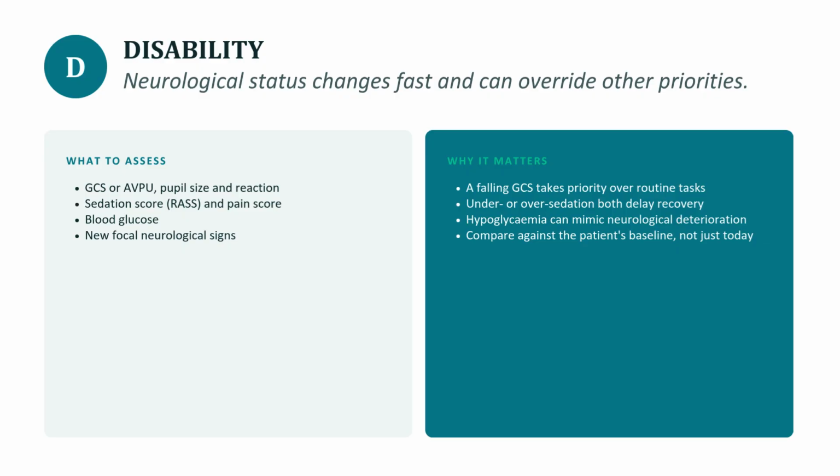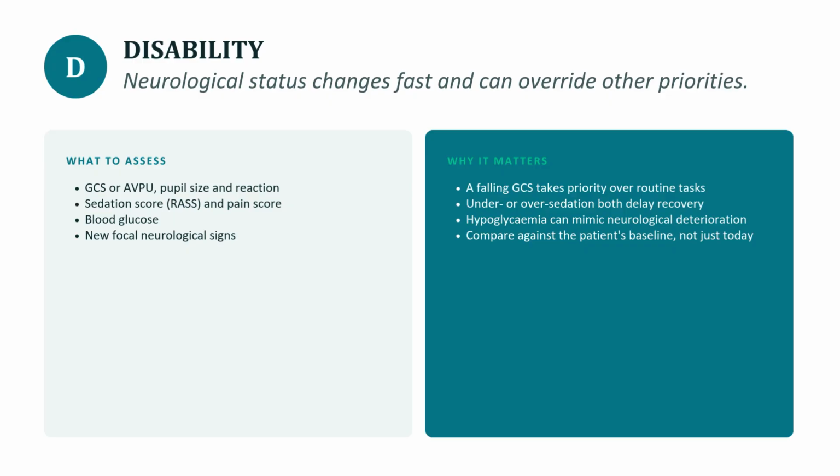D for disability. Neurological status changes fast and can override other priorities. What to assess? GCS or AVPU, remembering new confusion. Pupil size and reaction. Sedation scores that we use commonly in ITU would be RASS, the Richmond Agitation Sedation Score, and in awake patients, pain score. Obviously, don't forget blood glucose here, and any new focal neurology needs to be escalated immediately.